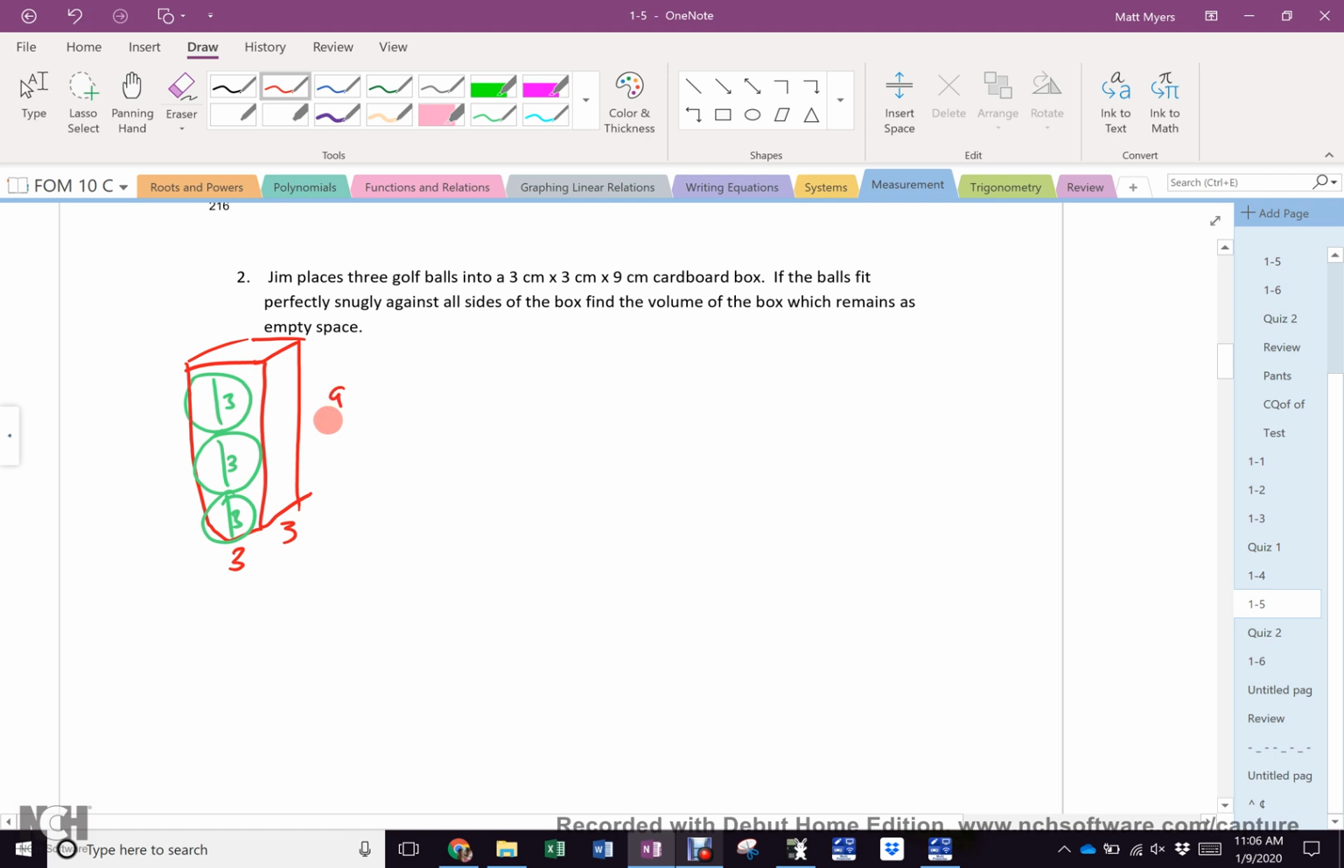How do I find the empty space? What math am I going to do? You gotta find the volume of the spheres and the volume of the box. And then what? Subtract. Times the spheres by 3. So it's the volume of the box minus 3 times the volume of a sphere to get the empty space, yes? How do we do the volume of the box?